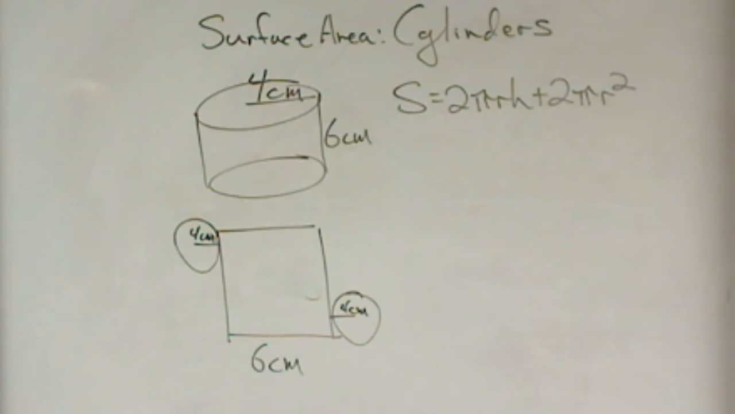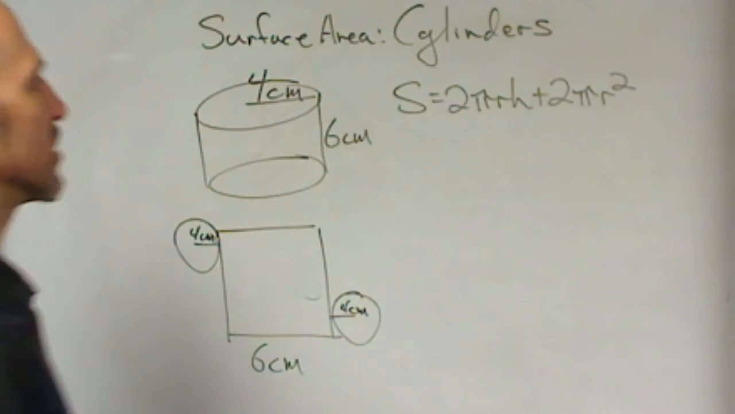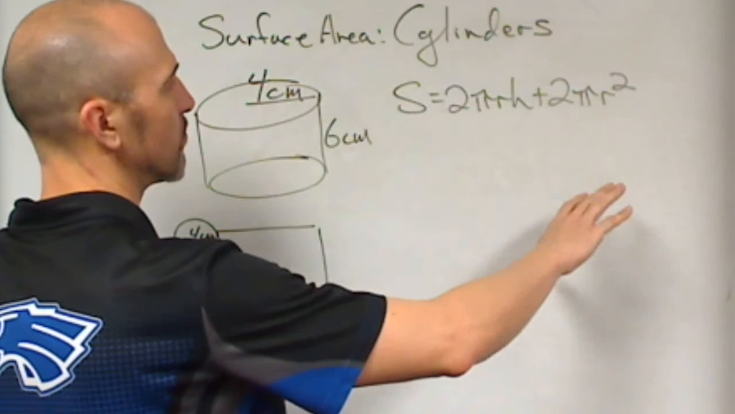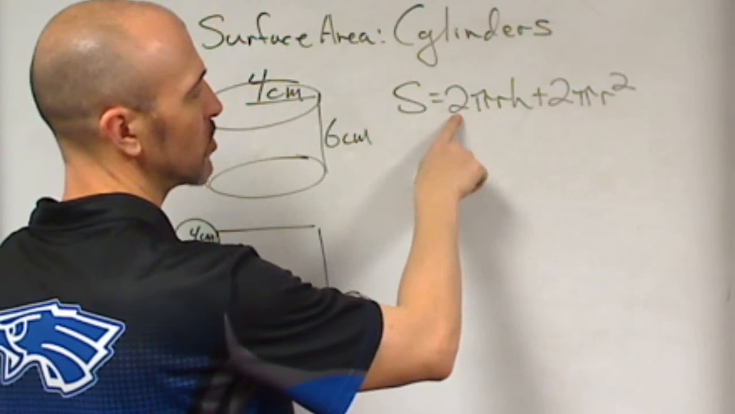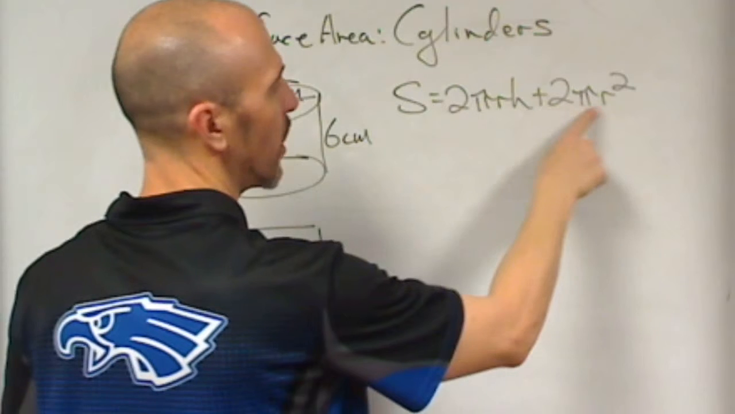Okay, guys, the last one is surface area of cylinders, and this is the easiest one yet, okay? The reason why I say it's easy is, first off, just look at the formula. The formula for cylinders is surface area equals 2 pi RH plus 2 pi R squared.